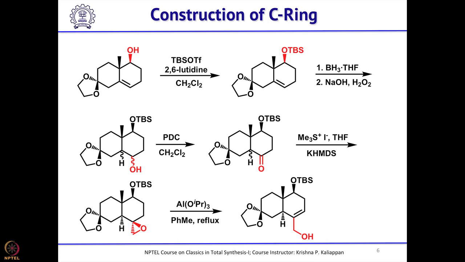Okay, that ylide attacks this carbonyl group and it forms the epoxide. Now if you treat with a Lewis acid, aluminium triisopropoxide, that opens the epoxide and it generates a positive charge, followed by loss of a proton, and you get the allylic alcohol. So now you have introduced another functional group. Using this double bond, one can get the oxetane which is required in the CD ring.